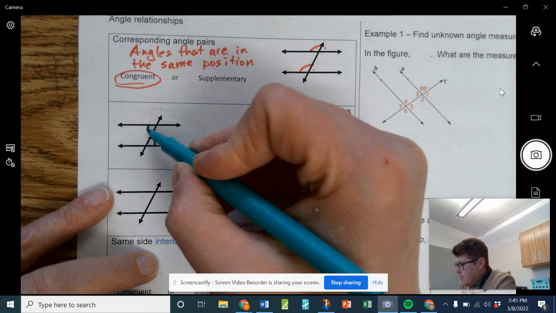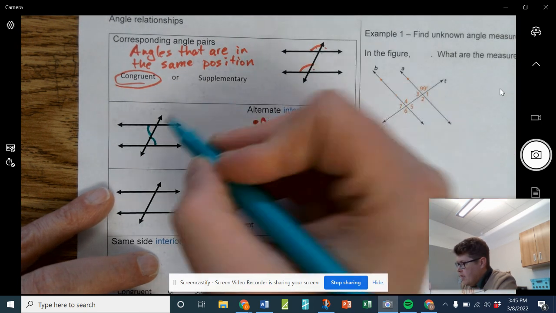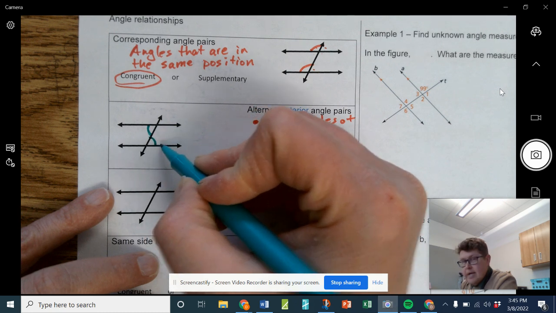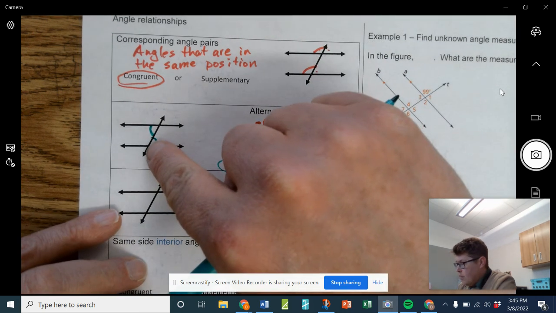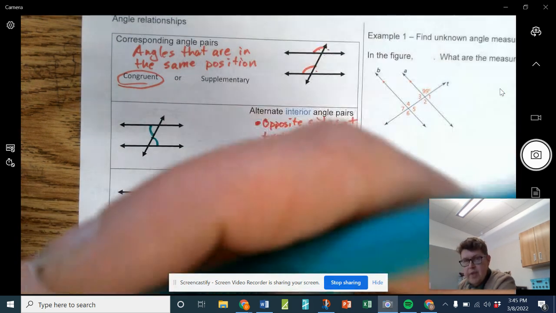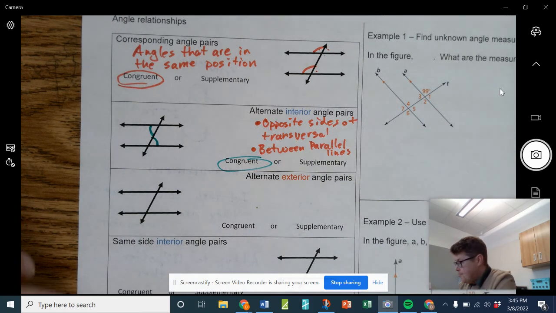Now, what do you notice about these two? Are they congruent or supplementary? Well, they're both acute angles, or angles that are less than 90. So that means they are congruent. They even look the same. I know that one is kind of like rotated around the other one, but yeah.